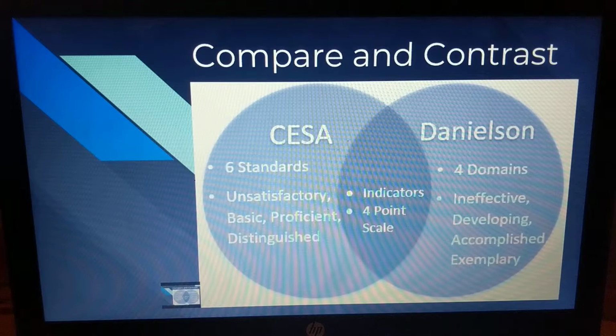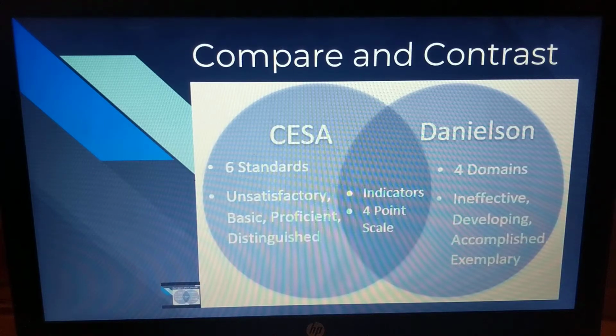The standards are slightly different than the 4 domains of the Danielson Framework previously discussed. However, all 4 of the Danielson domains fit into these 6 standards. The CESA standards are further broken down into indicators, similar to the Danielson indicators, but more in-depth and numerous. Each Danielson indicator can be found as a CESA indicator.